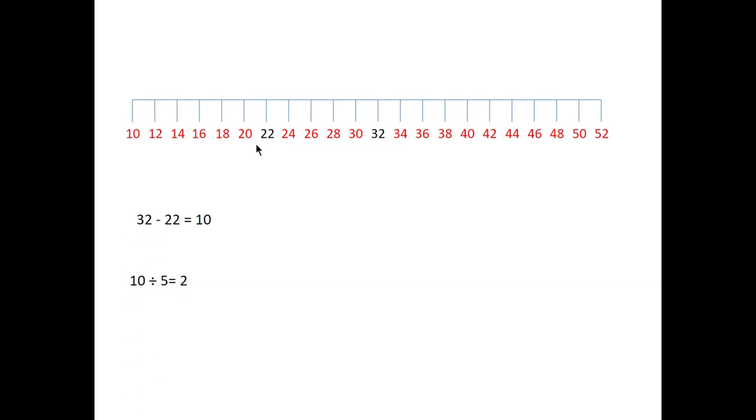Let's take a look at this one. 32 minus 22 is 10. There are 1, 2, 3, 4, 5 spaces. So 10 divided by 5 is 2. So that means we've got to go up in 2s. 22, 24, 26, 28, 30, and then we can go on above the 32 and we can take 2s off going back down this way and complete our scale.